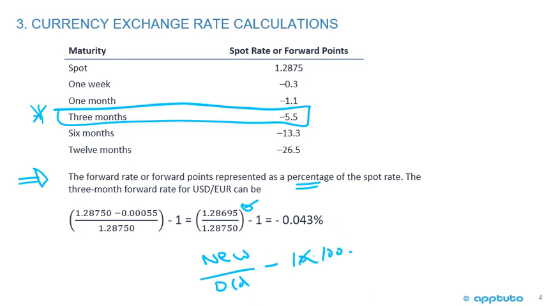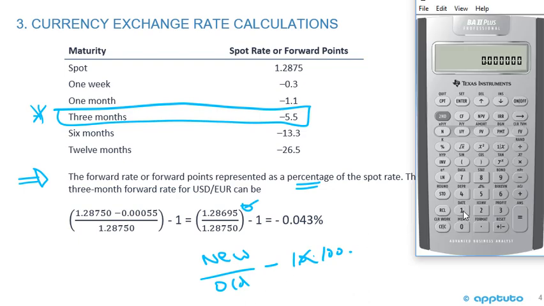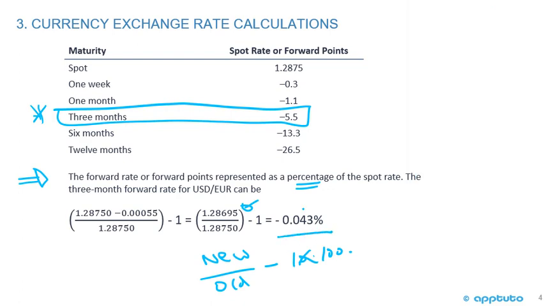So let's just bring up the calculator here. So we have our new rate, 1.28695, and we're going to divide by our old rate, 1.2875, which is the spot rate, by the way, minus 1, okay, and multiply by 100, and you're going to see that we're at negative 0.042718. So that's rounding to negative 0.043%. Don't forget that negative sign there, okay?